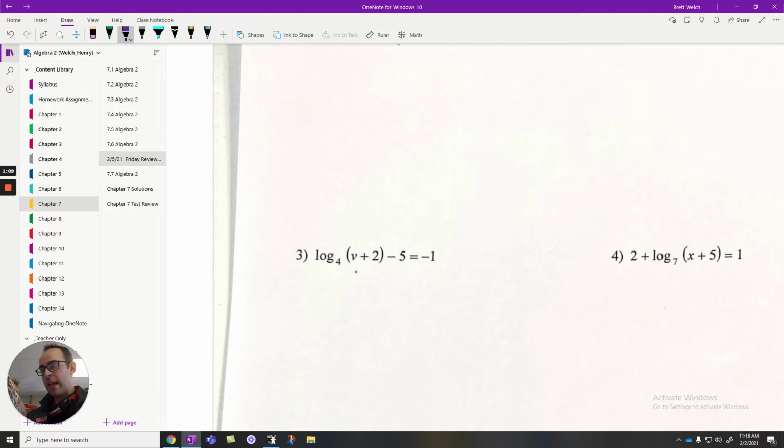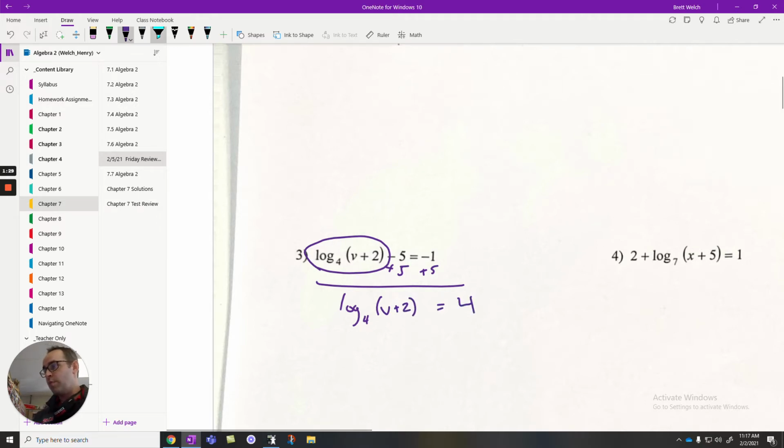So the first thing is we have to get the logarithm with its parentheses completely alone. That v plus 2 is part of the logarithm, but the minus 5 isn't. So I'm going to move that to the other side. All right, so now I have log base 4 of v plus 2 equals 4.